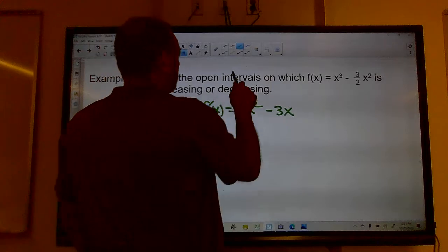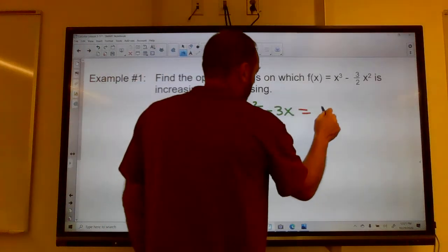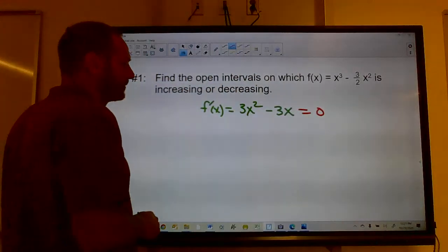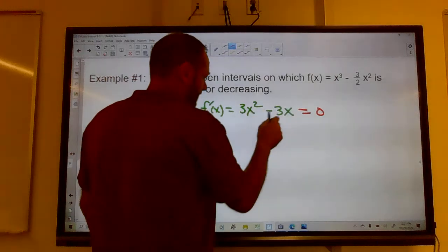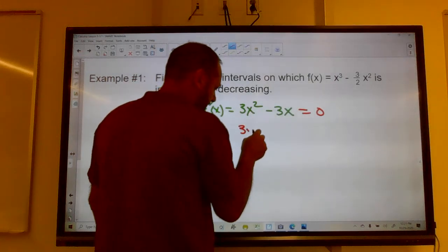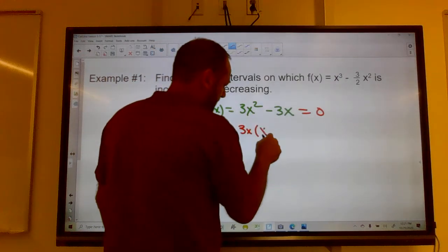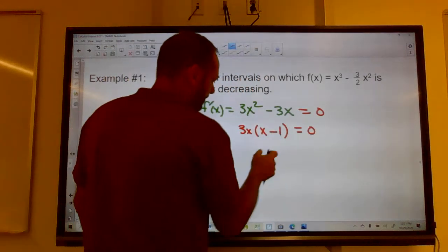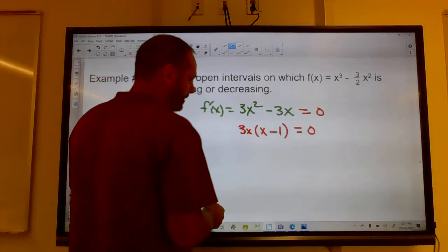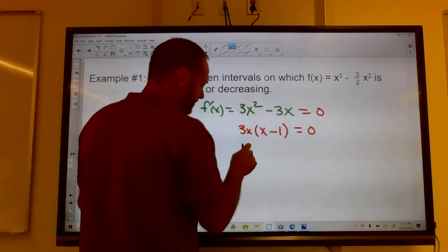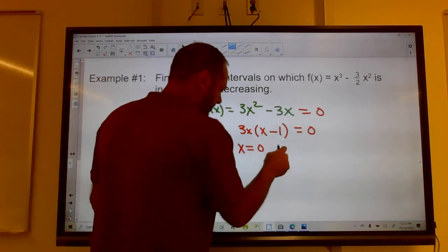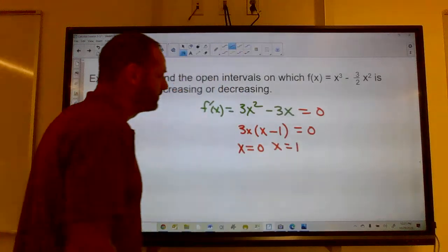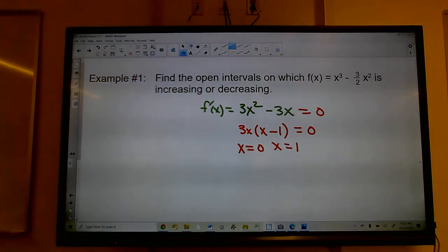We want to find where this thing is 0. So if I take this, I can factor out a 3x. That leaves me with x minus 1 equals 0. So I've got two numbers that I'm multiplying together to equal 0. That means one of these two numbers has to be 0, so x either has to be 0 or x has to be 1. Okay, now what we're going to do is region test this thing.